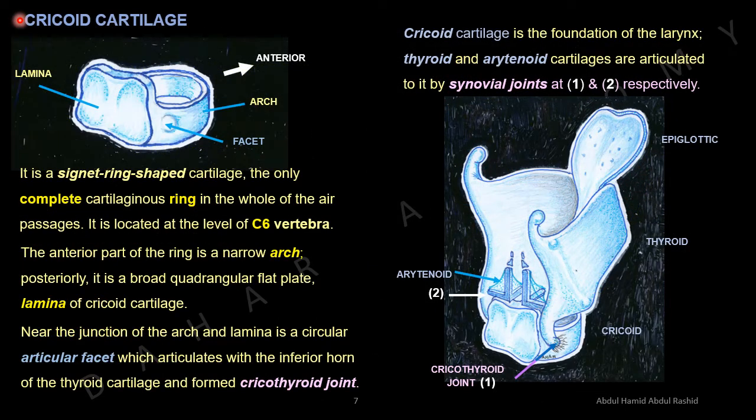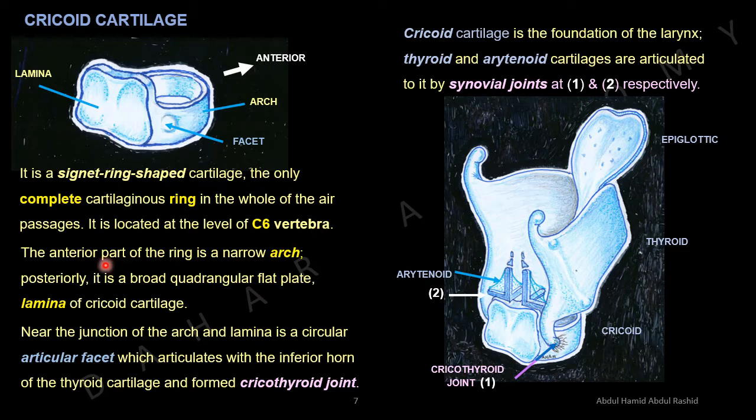Cricoid cartilage. This is the diagram of the cricoid cartilage seen from the right posterolateral side. The cricoid cartilage is a signet ring-shaped cartilage, the only complete cartilaginous ring in the whole of the air passages. It is located at the level of the 6th cervical vertebra.